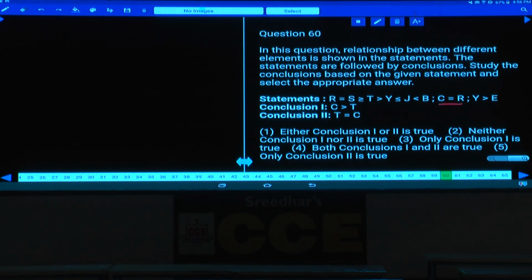Now C, and in the place of R, you can directly take it as C, because C and R are one and the same. Now if you take C and T, what is the conclusion here? Which symbol is common? Greater than or equals to is common. Forget about the equal to, because R, C and S are one and the same. That is C greater than or equals to T. C is greater than or equal to T, so choice 1 or 2. Now this is about question number 60.